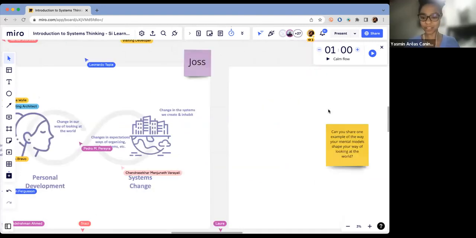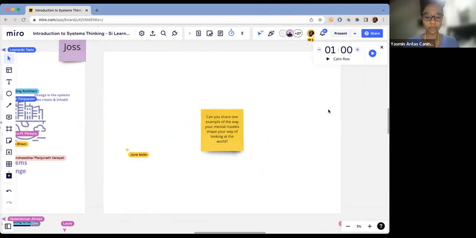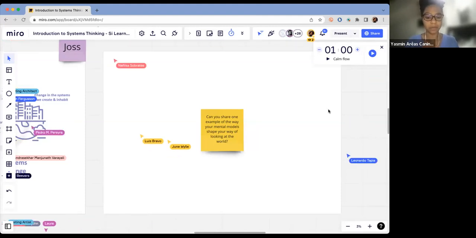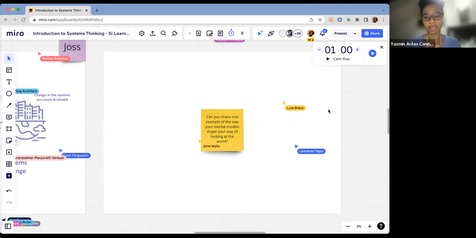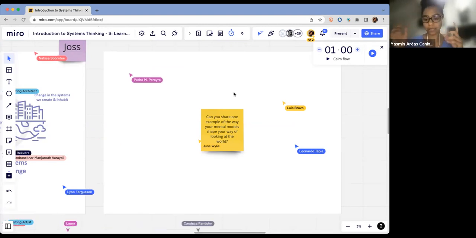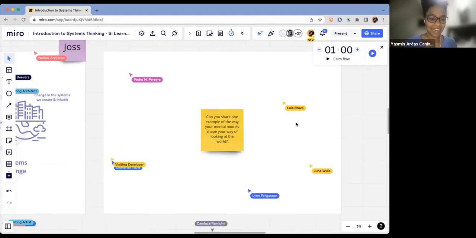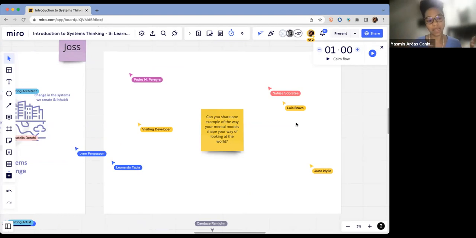Good. So here I'd like to hear from you. If you can share one example of the way your mental models shape the way you look at the world. One example I've mentioned before: when talking about the fish in a container full of water, someone said lunch, and I didn't think about it. So my way of being is going to shape the way that I look at and do things in the world.